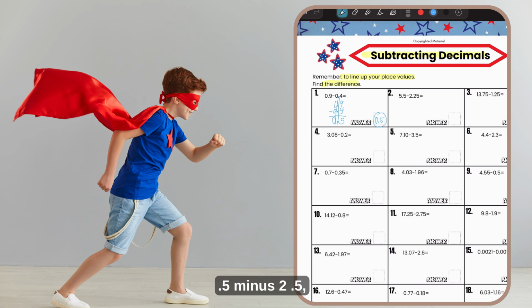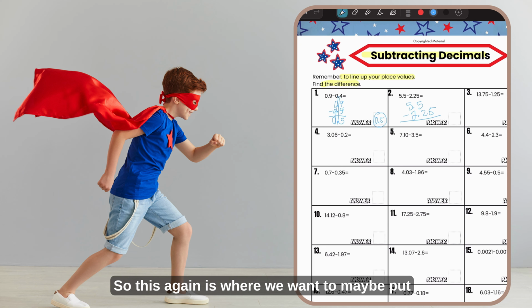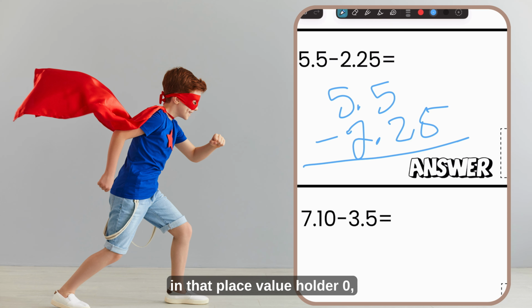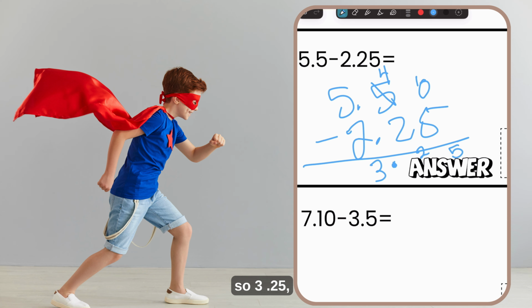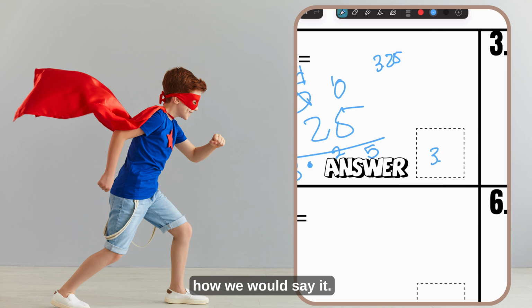5.5 minus 2.25. So this is another good example. The first number has 2 digits. The second number has 3 digits, and I'm subtracting. So this again is where we want to maybe put in that place value holder 0, especially since we're subtracting. I can't do 0 minus 5. I have to borrow. 10 minus 5 is 5, 4 minus 2 is 2, and then the decimal point comes down in the same spot. 5 minus 2 is 3. So 3.25, or 3 and 25 hundredths, is how we would say it.